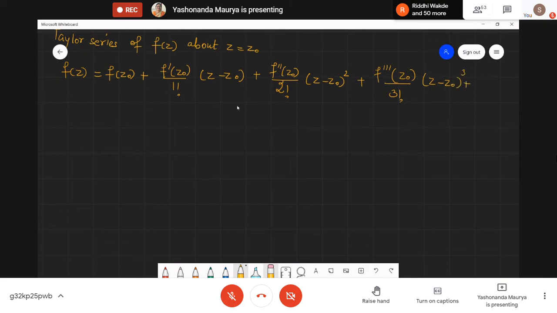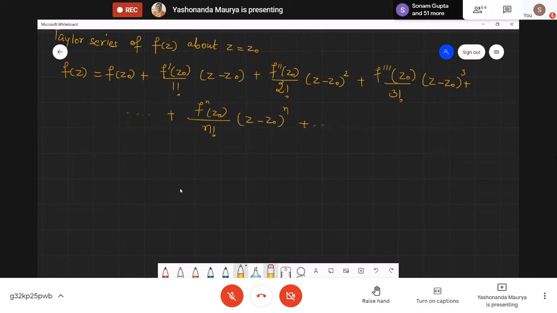Can anybody tell me what will be the general term here? Can you see the pattern? It is the nth derivative of f at z0 divided by n factorial into (z minus z0) raised to the power n. Okay, so this is the pattern and the series goes on. So we can use even this expression.